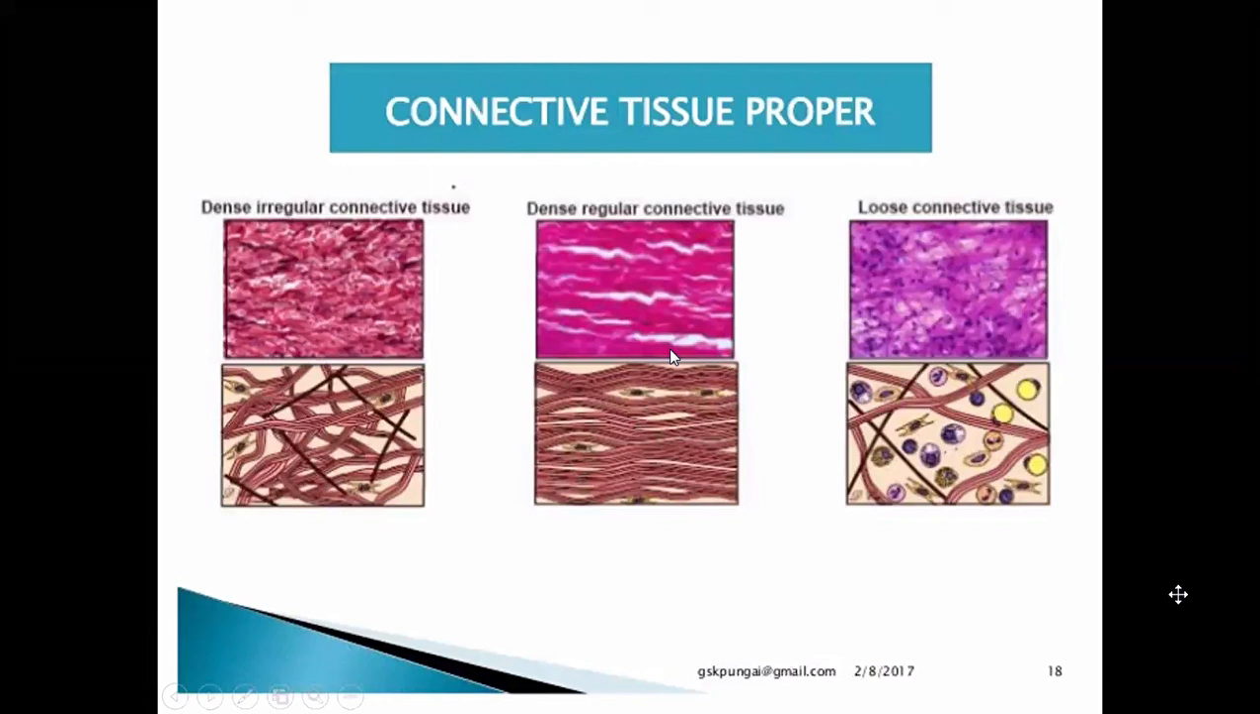Okay, so again, just to be repetitious so that you will not forget, you have your dense irregular, you have the spaces, irregular, no unidirection. This dense regular, it is unidirectional, and then you have your loose connective tissue, less fibers, more cells, loose or areolar connective tissue, or areolar.